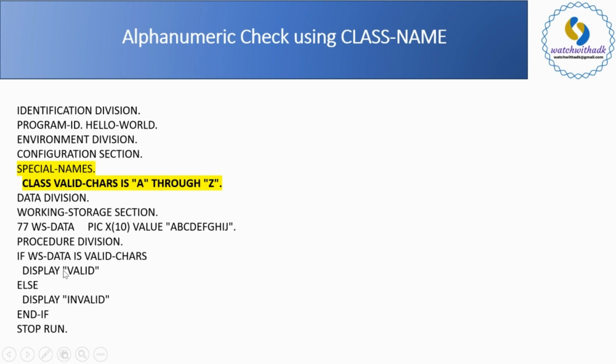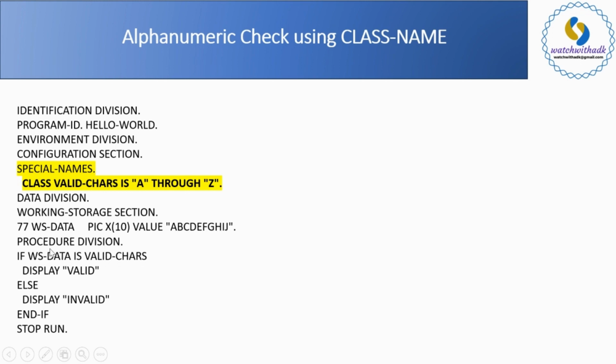So this is a simple code to validate the alphabet. Here you can see I have associated a class name called VALID-CHARS, which contains A through Z. Now under the working storage section, I have taken a variable, WS-DATA, having PIC X of 10, and it contains the alphabets.